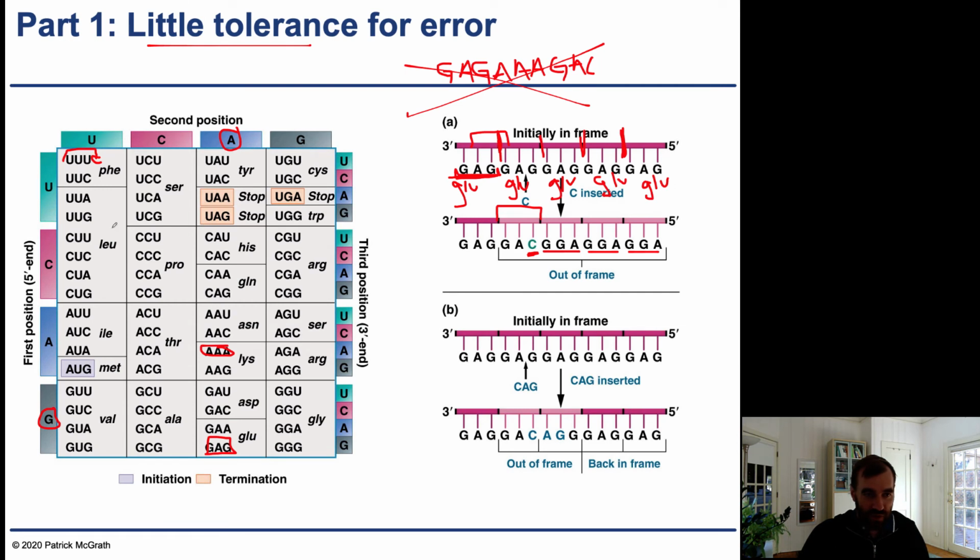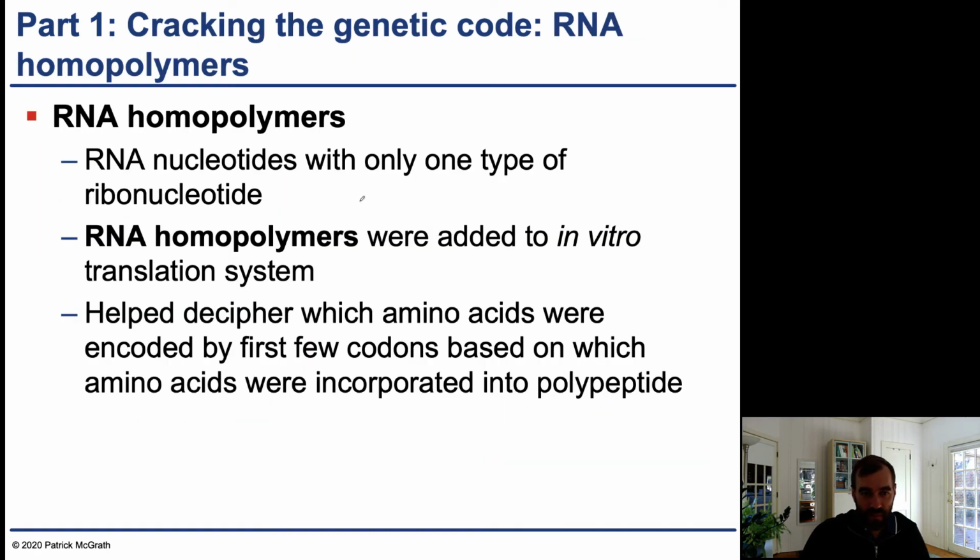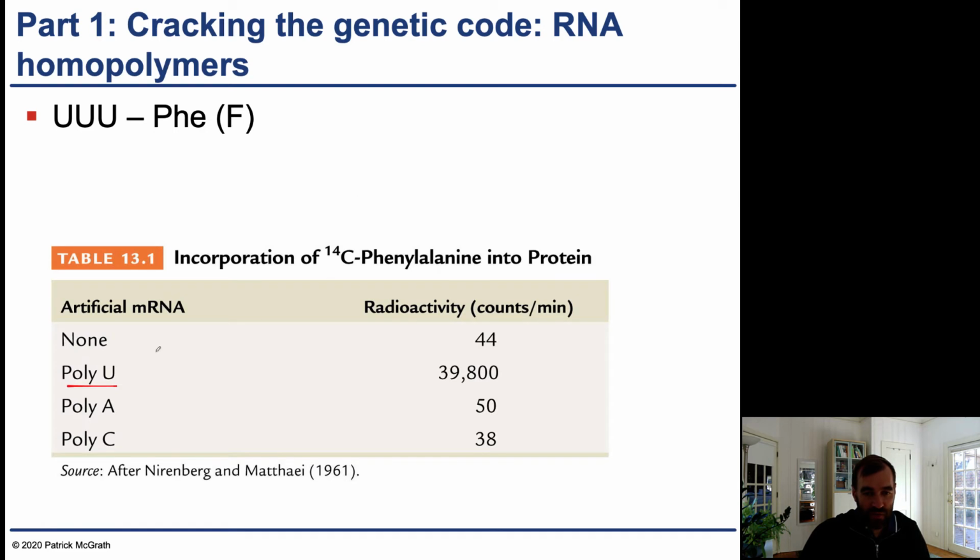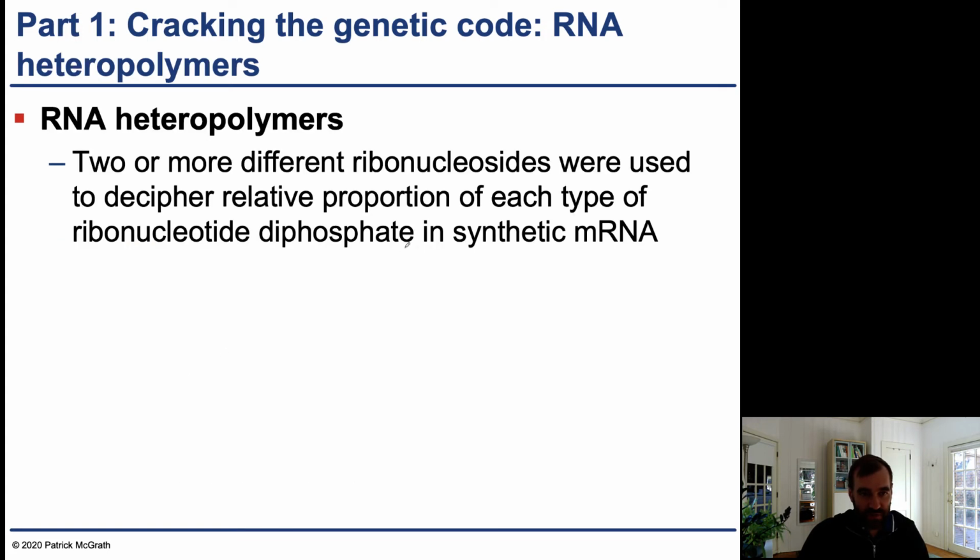So U, let's find this on the genetic table right here. And so now we know it's a phenylalanine. So you could do this for all 4 different nucleotides, U, A, C, and G. So the next step is they created RNA heteropolymers.